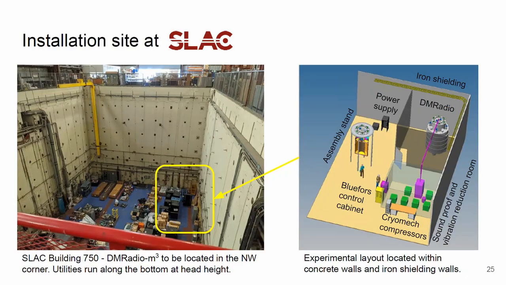And where are we going to put this large thing? This will be hosted at SLAC National Lab. Here's building 750. There's this giant pit. This is ground level outside, giant pit. So we're going to be in this corner here. And what is it going to look like in the future? DM Radio is going to be behind this shielded wall. We'll have an assembly stand and various compressors to cool down our large system.